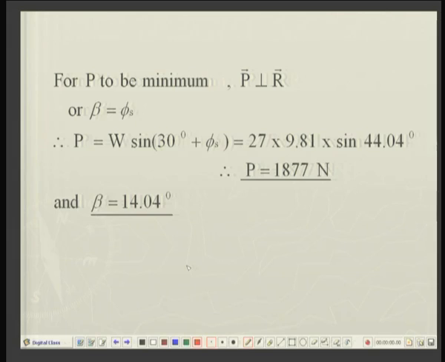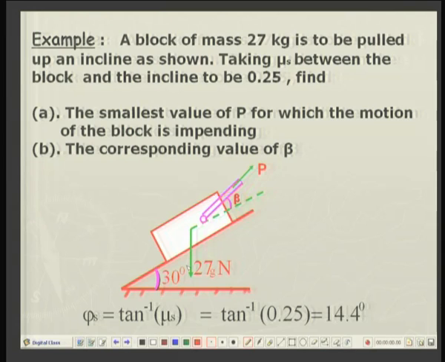So, when the pulling lever here is inclined at the same angle as the angle of static friction, that is 14.4 degrees, at that stage the pulling force required to move the block will be minimized, and its value has been obtained as 1877 newtons.